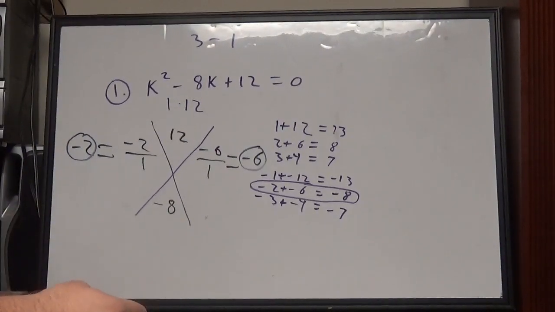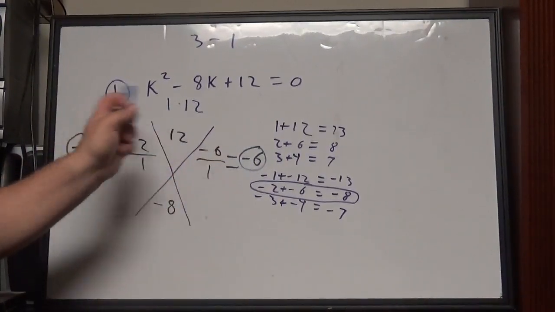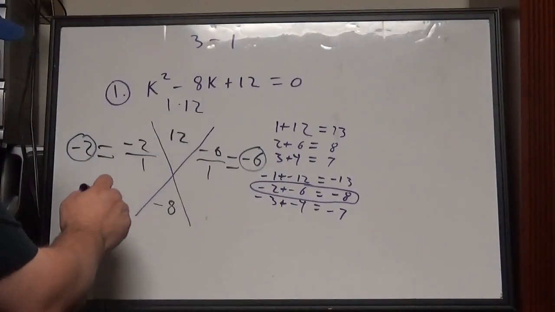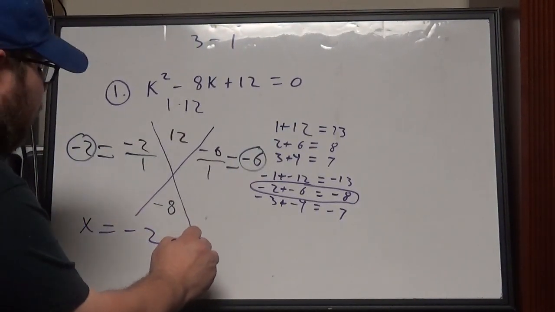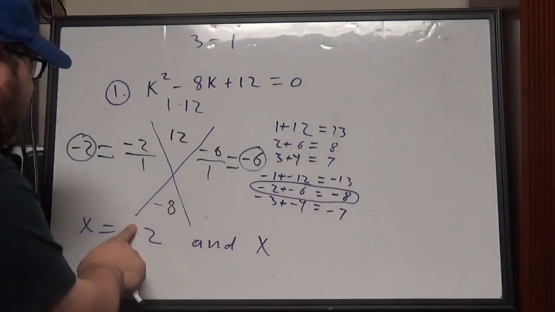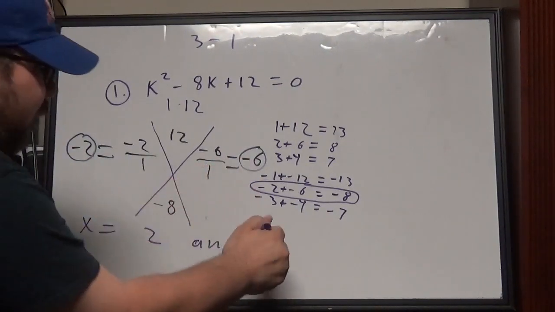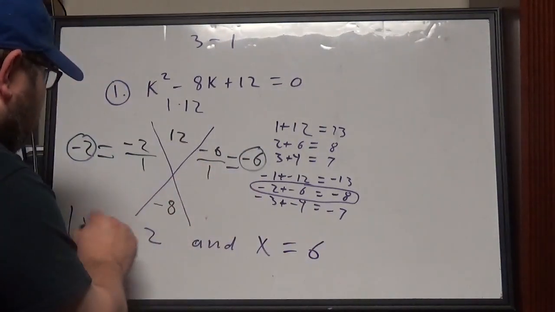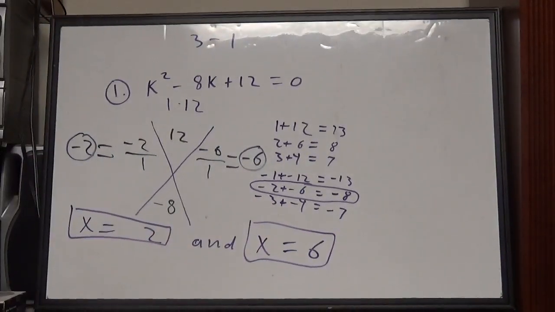Because we're solving, not factoring, we just flip these numbers. We just flip them. And our answers are going to say x equals -2, positive 2. Negative becomes positive. Negative becomes positive. X equals positive 2 and x equals positive 6. Okay? Hope that makes sense.